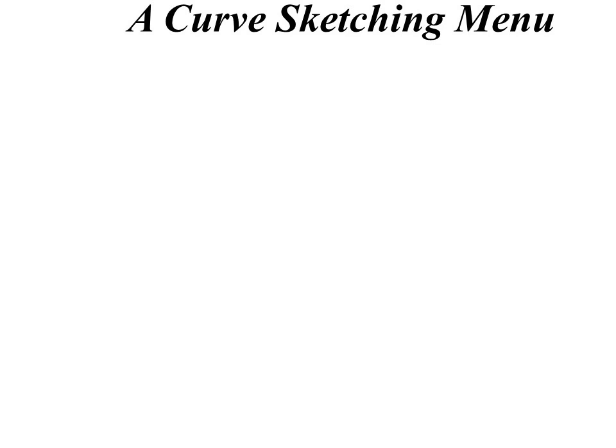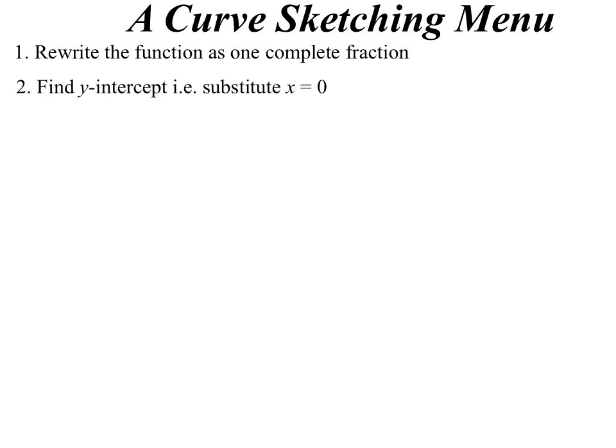Let's now recap our curve sketching menu, because drawing graphs can sometimes be a good way of looking at those inequations. First of all, rewrite the function as one complete fraction. So if it's one of those ones where it's x plus 4 on x cubed or something like that, rewrite it as one complete fraction. If you want to find your y-intercept, that's always the easy one to find because we just substitute in x equals 0. And then if you want to find x-intercepts, then we want the numerator to equal 0.